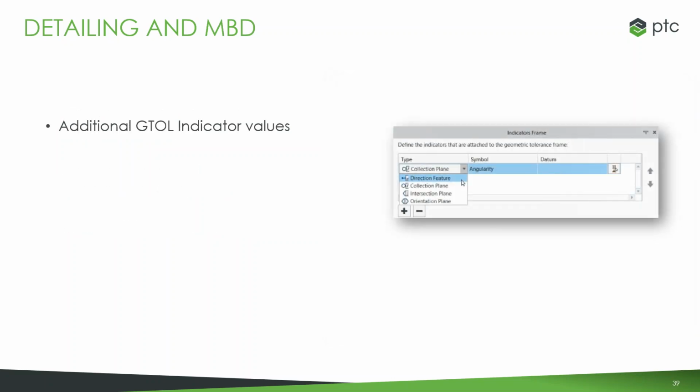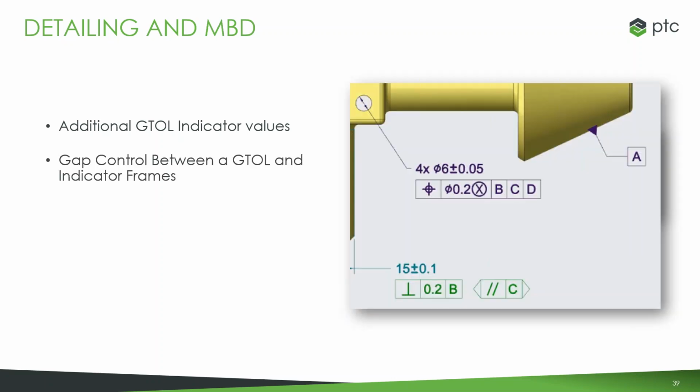And continue to make improvements around GTOLs. So now we have additional indicator values, things like intersection or collection plane for angularity. In that case, it's going to be for the ISO standard. We also have options for controlling the gap between the GTOL and the indicator frames. So depending on the standard that you're working with, depending if you're using ISO 1101, 2012, or 2017, you're going to have different options for that potential gap size.